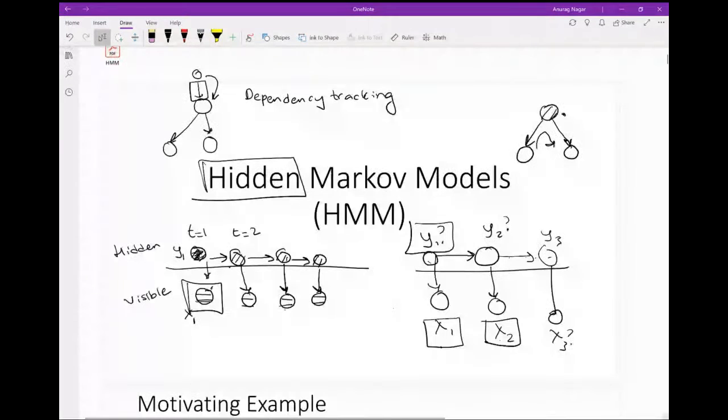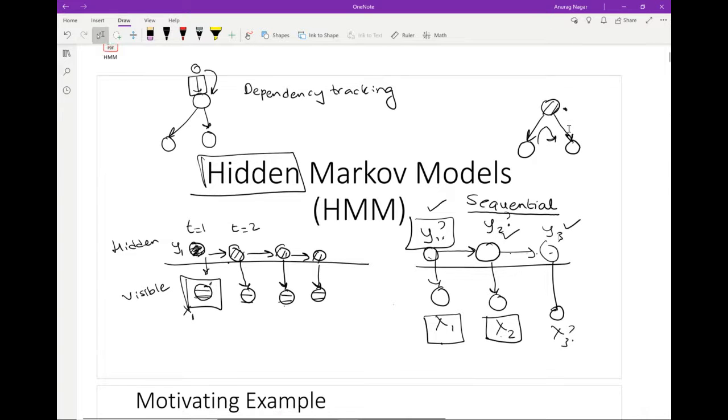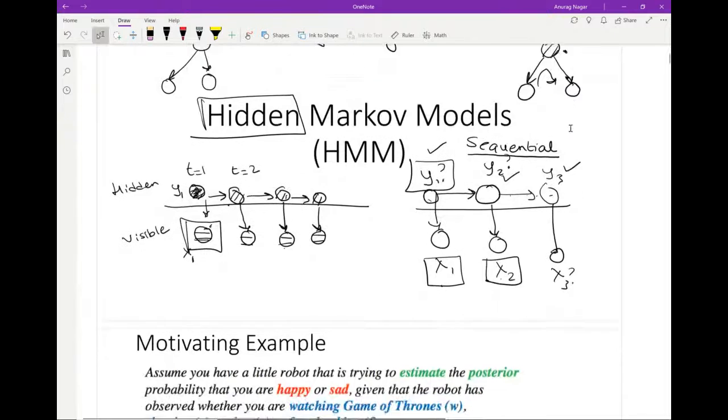Now I want to tell you that the data is sequential. What do I mean by that? The data is ordered. So this is occurring at time 1 or place 1, this is place 2, place 3. So we have this sort of a network.